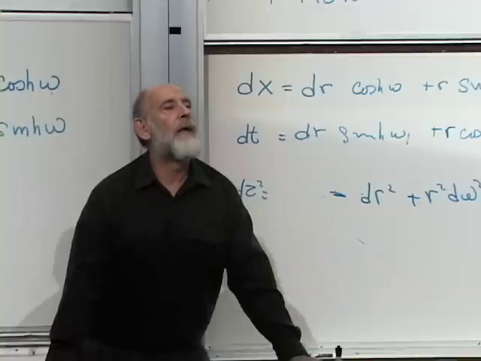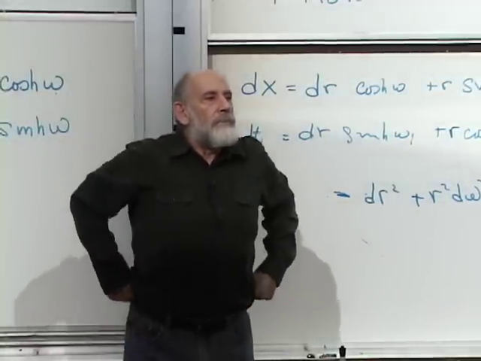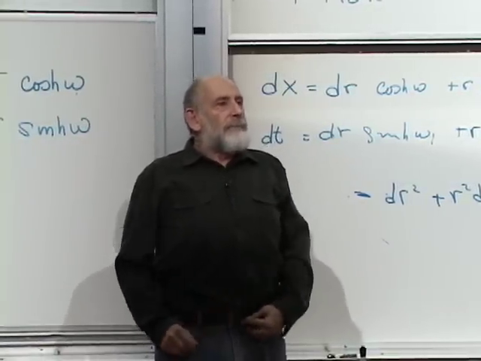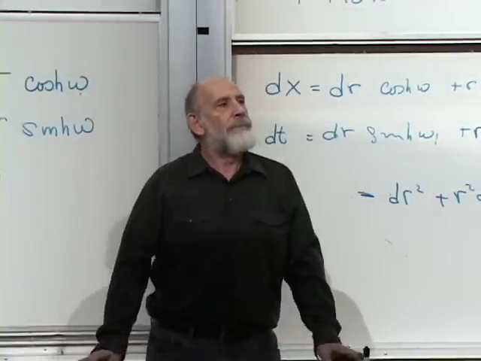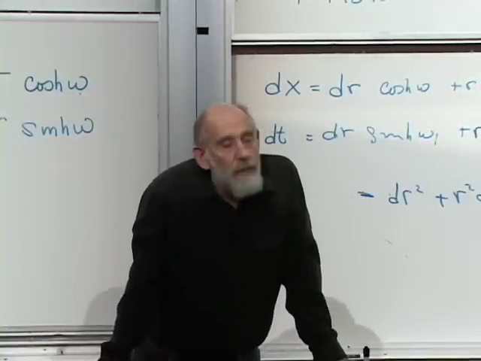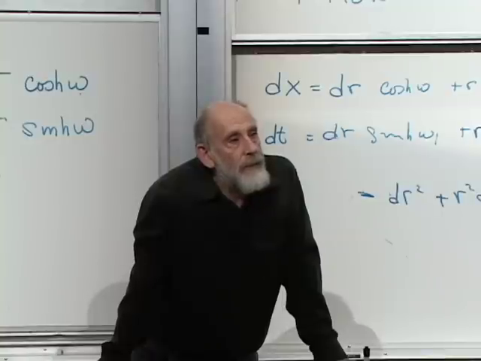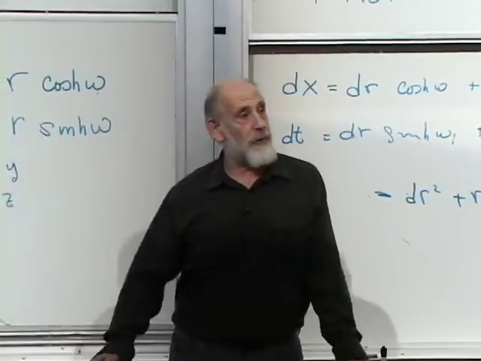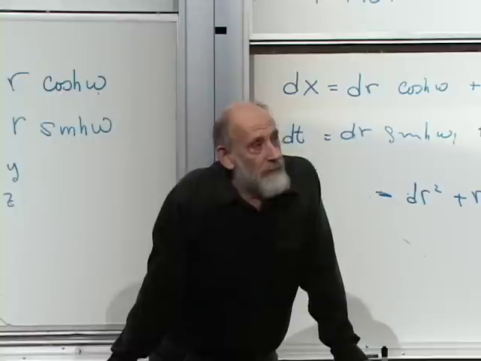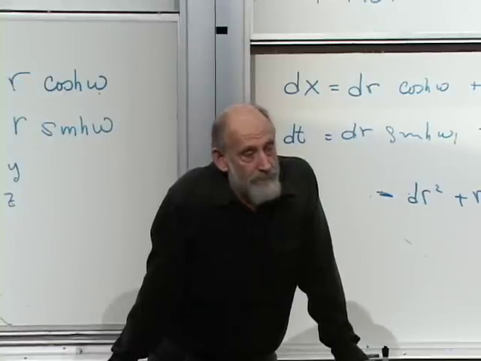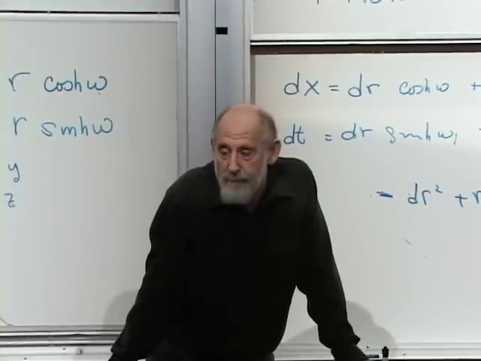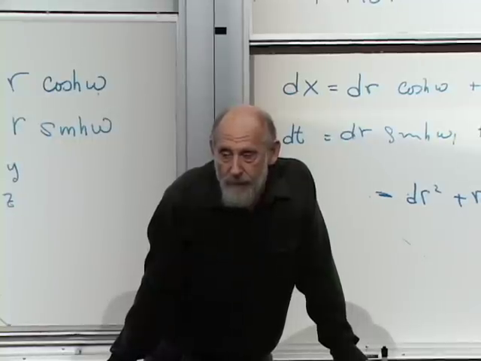I have read that this Rindler quadrant for uniformly accelerated reference frames is a subset of Minkowski space. Well, it's obviously a subset of Minkowski space. It's a quadrant of it. Yeah. What does the geodesic look like?